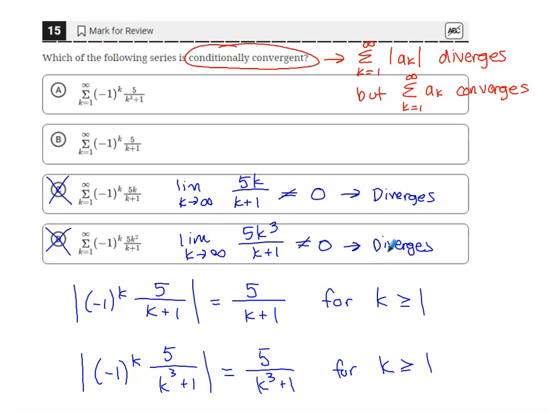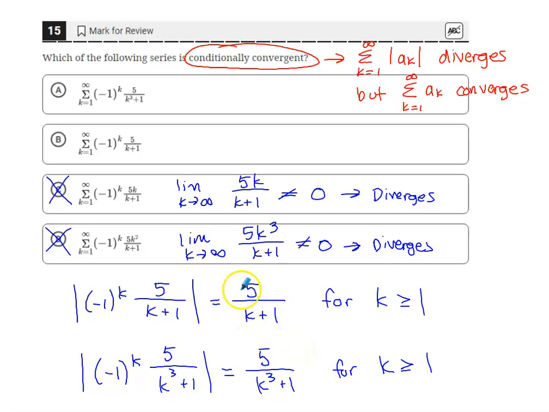Now, if we have it boiled down to either option A or option B as the one of these that's conditionally convergent, what we would want to do is take the absolute value of those rules, which basically eliminates the alternating component, right? So I just have 5 over k plus 1 for option B. I guess this is B that I have initially here. And then 5 over k cubed plus 1 for option A.